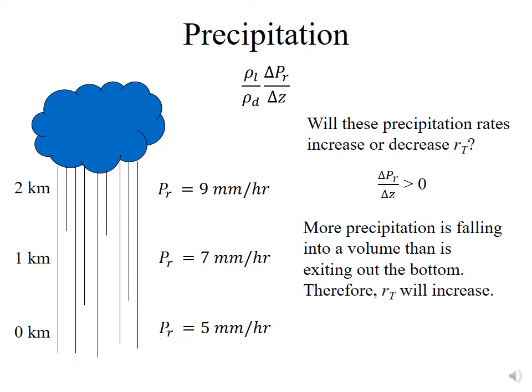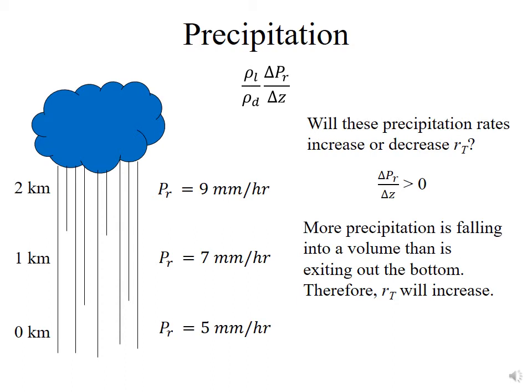So the question that we have is, will these precipitation rates increase or decrease the water storage in this area underneath the cloud? So what we have to do is determine the sign of delta PR over delta Z.